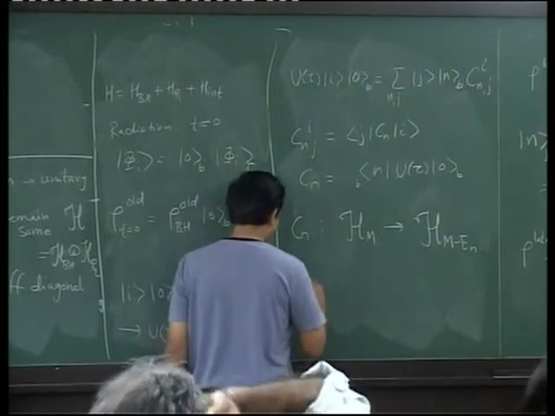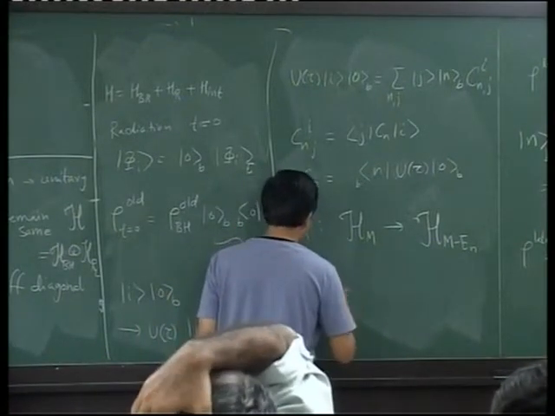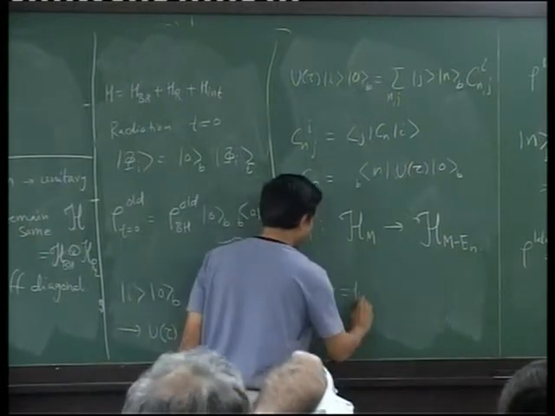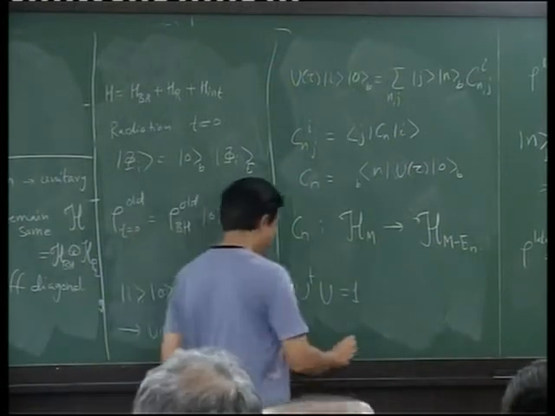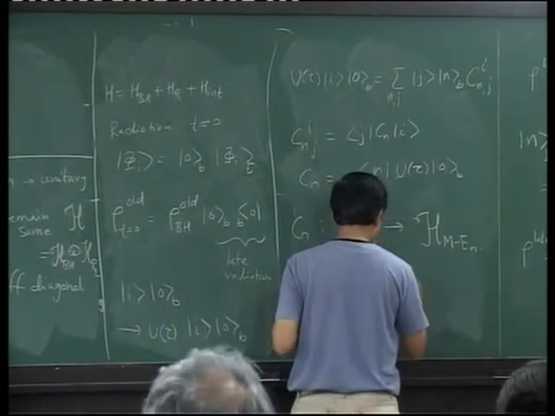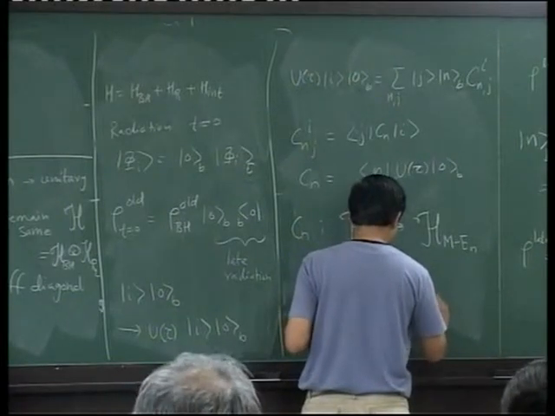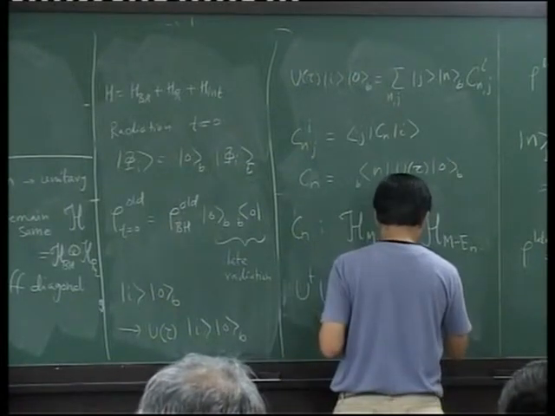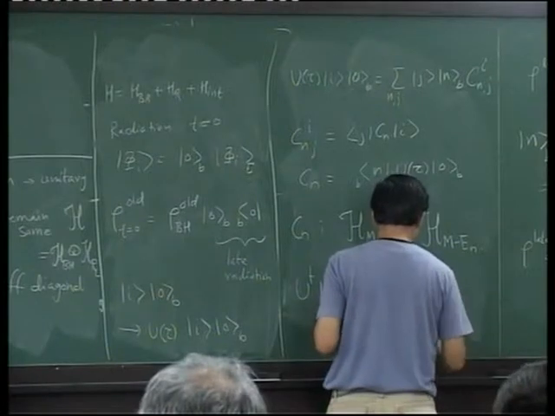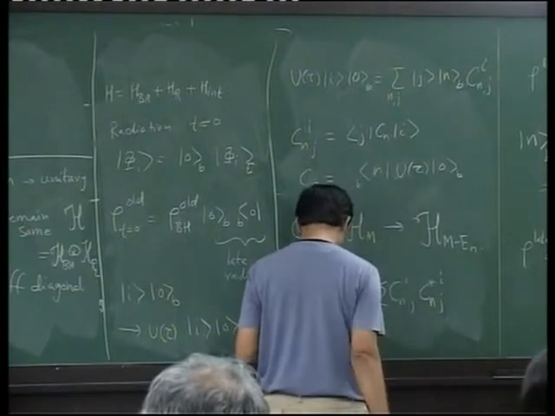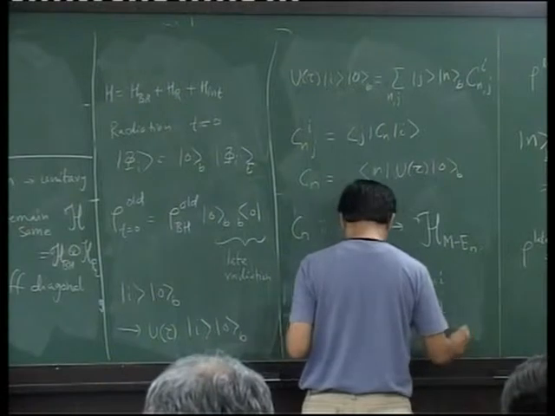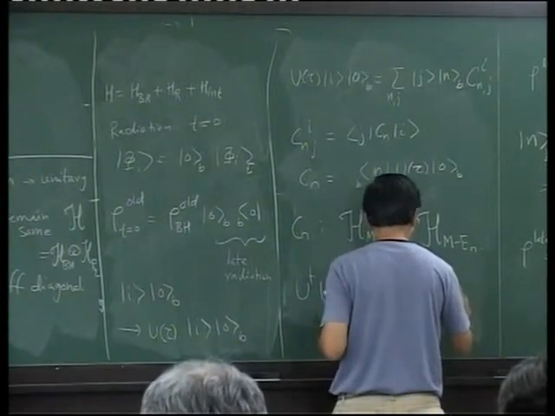Okay. And unitarity of this thing, u dagger u equal to 1, is a statement that the summation over n and j of Cnji, or maybe let me put it k, is equal to delta ik.